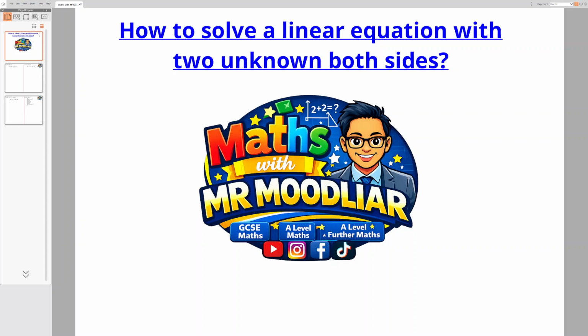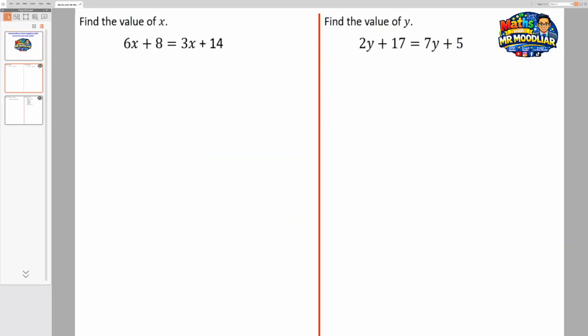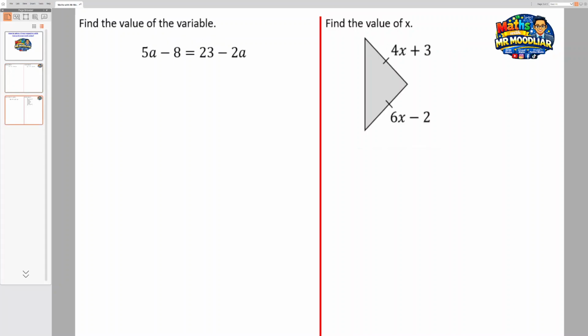So today in our video, we are going to solve a linear equation with unknowns on both sides. There are four questions that we are going to tackle, which are 6x plus 8 is equal to 3x plus 14, 2y plus 17 is equal to 7y plus 5, and the next one, 5a take away 8 is equal to 23 take away 2a. And the last one is when we are going to use how to solve those linear equations, and we are going to form and solve an equation to work out the value of x from the isosceles triangle.